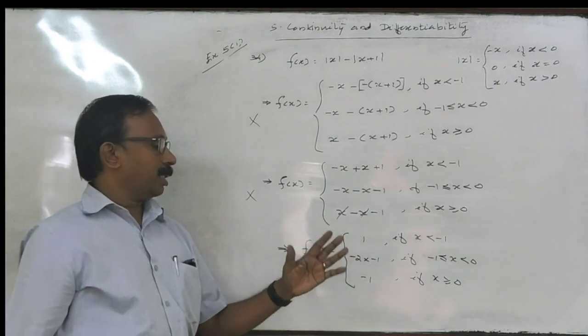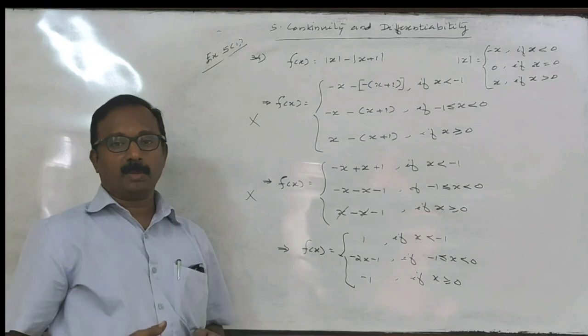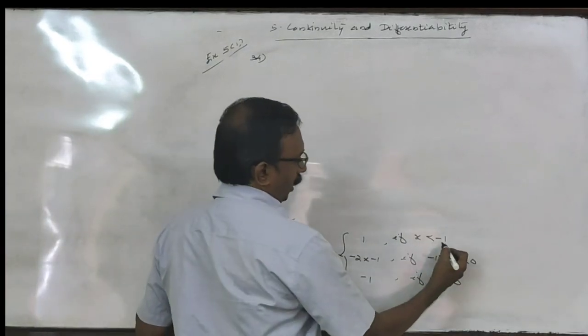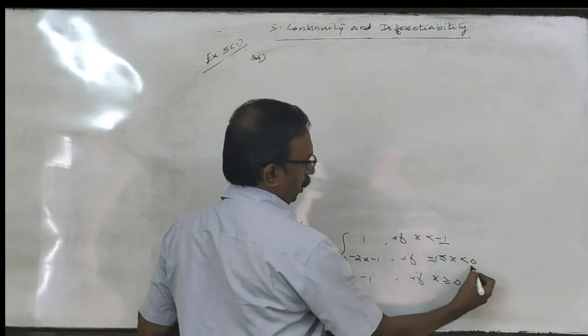And minus 1 if x is greater than or equal to 0, isn't it? Now, here we have two constants, minus 1 and then 0.